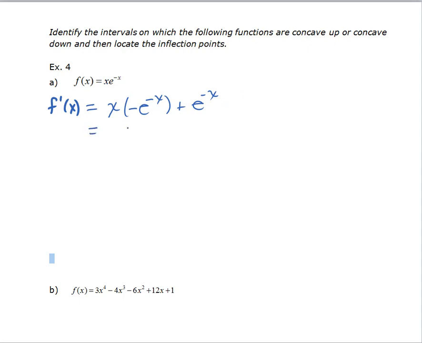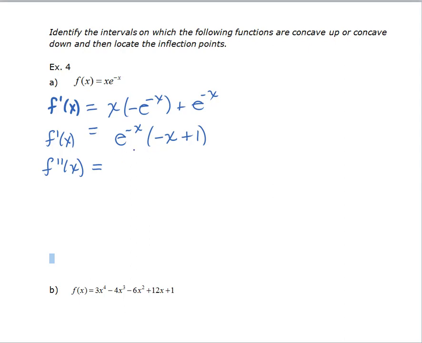I'm going to factor out an e to the negative x. Now we'll get negative x plus 1. This is f prime of x. Now I'm not looking in this problem to find intervals of increase or decrease, so I'm going to go right to finding the second derivative, which is what is going to help me find intervals of concavity.